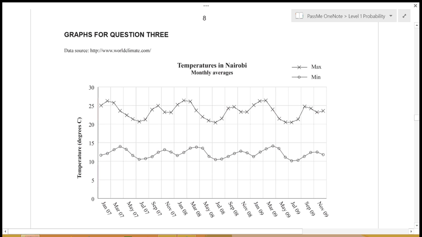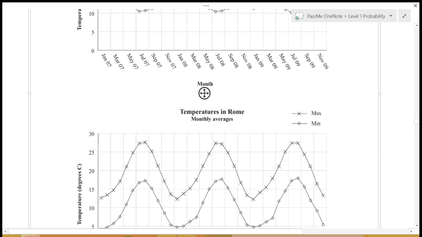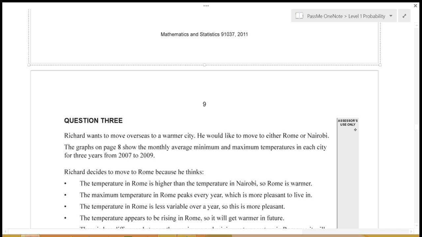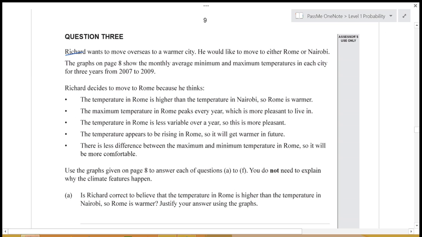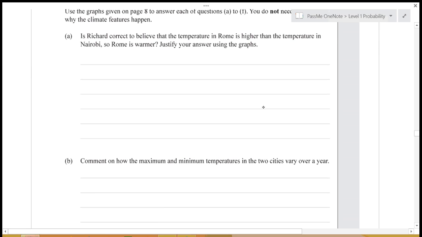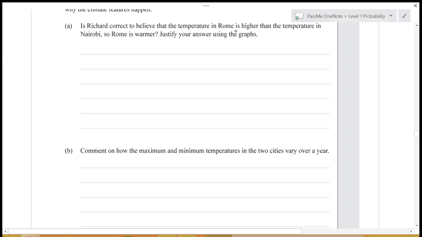Okay, this question is talking about temperatures in Nairobi and temperatures in Rome, so we'll need to come back to these graphs. And we've got our friend Richard who's trying to investigate something about these cities. So I'll let you pause it there and read it if you need to. Otherwise, I'm going to crack on into it. So the first thing Richard is asserting is that the temperature in Rome is higher than the temperature in Nairobi, so Rome is warmer, right?